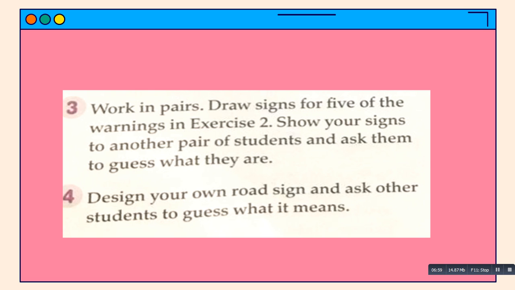Question number 4. Design your own road sign and ask other students to guess what it means. So here also you don't get your friends near you. So you can draw it for yourself, and then go to your parents or maybe to your siblings and let them guess. Draw a nice road sign. Make it, design it, color it, show it to your parents or siblings and ask them, what does this mean? Okay, so that's about the third and the fourth activities.